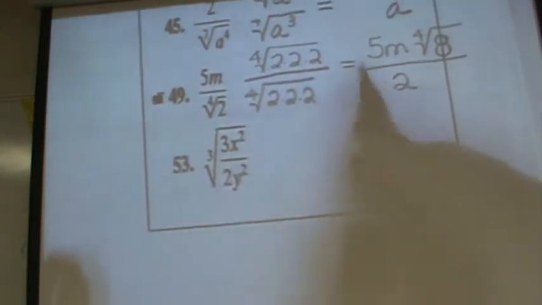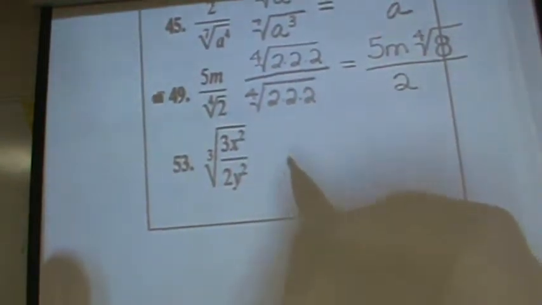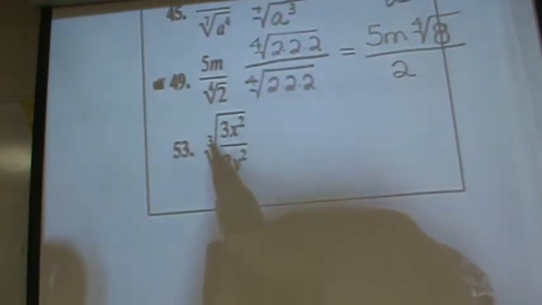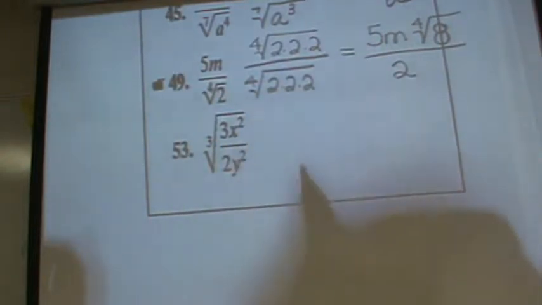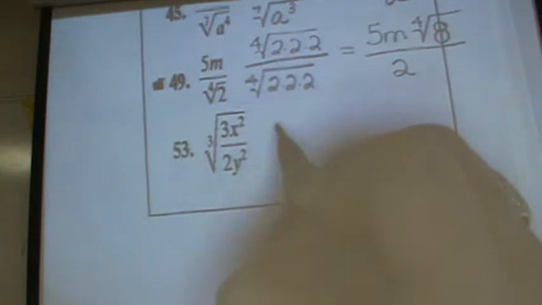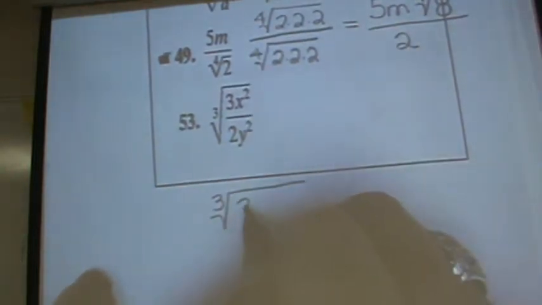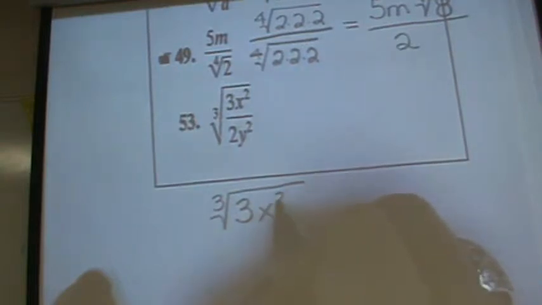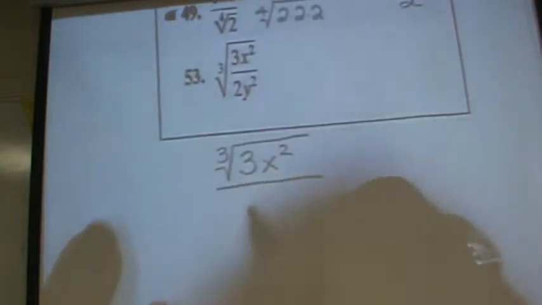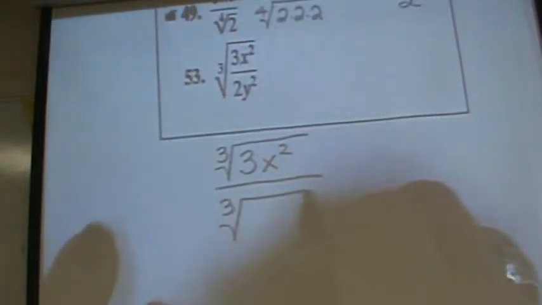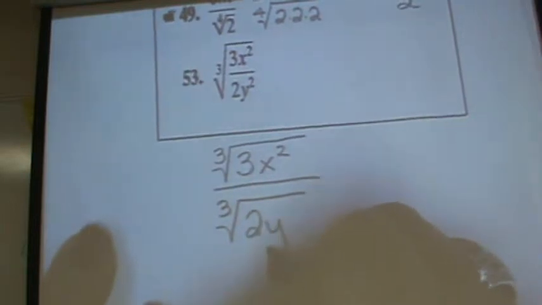And this last one, I need 3 of a kind. It's the bottom that's the problem. I'm going to break this up for you. So I have the cube root 3x squared over the cube root of 2y squared.